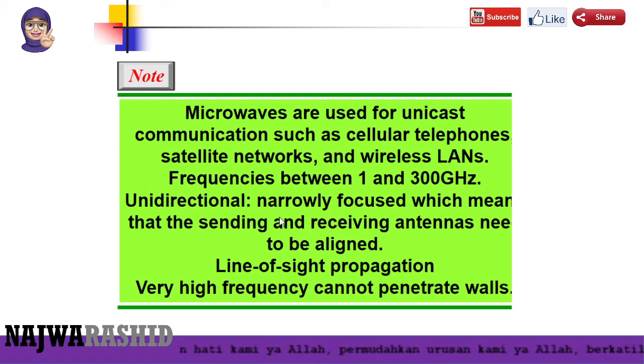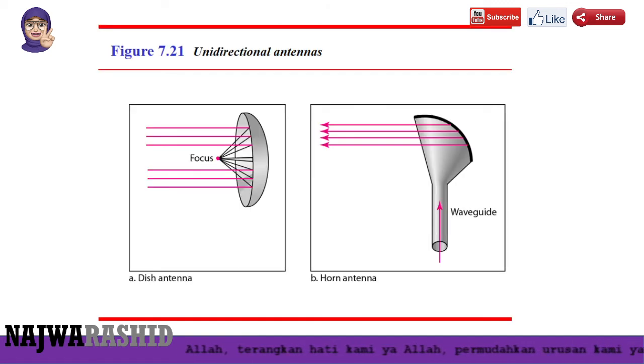So, because it is unidirectional, the propagation mode is line of sight, and very high frequency cannot penetrate the wall. This means that using the microwave, a very high frequency cannot penetrate the wall. Walls cannot be penetrated. Okay, these are the antennas that we use for the unidirectional signal or wave. The first one is the dish antenna. It is very focused, and it uses reflection in order to transmit the wave. Another one is the horn antenna. It looks like a horn. It uses reflection again, and then reflects and transmits.